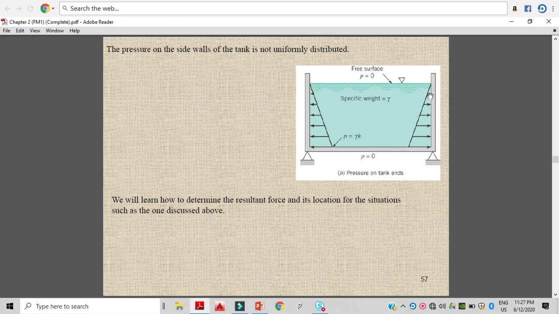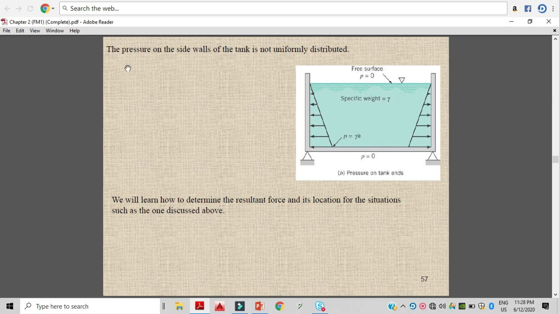So here the pressure distribution is non-uniform. In that case, the net resultant force acting on this surface is not at the centroid, it will be somewhere below the centroid. But how far below, how we can calculate the magnitude of the force, and how we can calculate the location of the net resultant force, that we will see in the next slide.